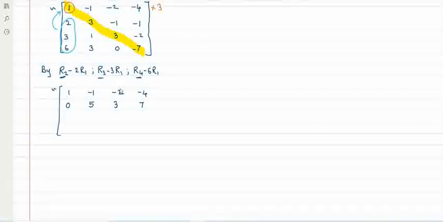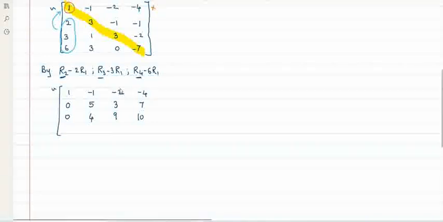Now, obviously, 3 minus 3 is 0. Now, tell me, 1 plus 3 is 4. Yes. 3 plus 6 is 9. Minus 2 plus 12 is 10. Verify the calculations. 10, correct? Okay.